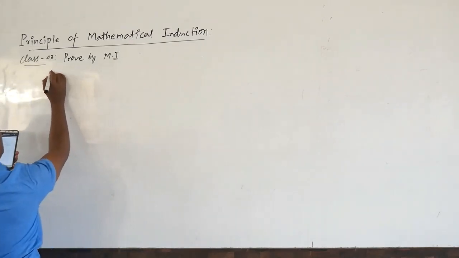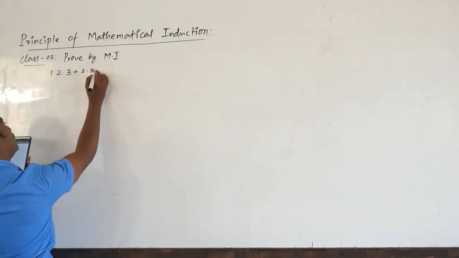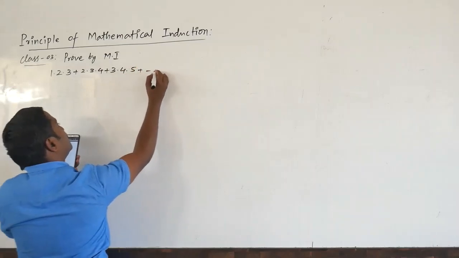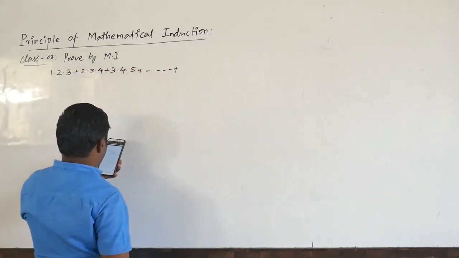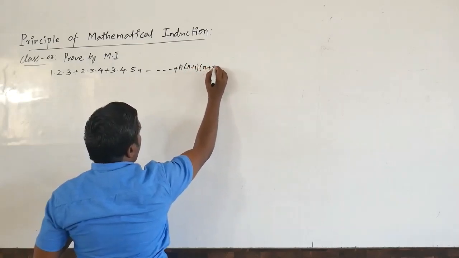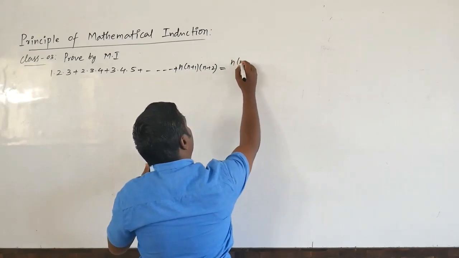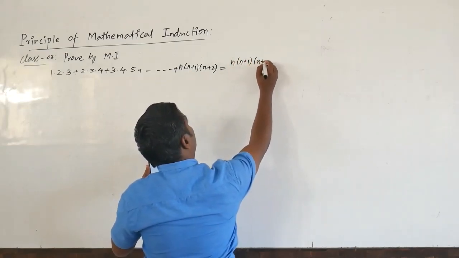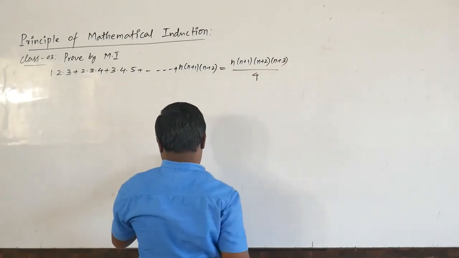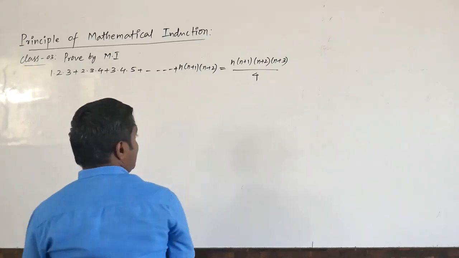The given question is like this: 1 into 2 into 3 plus 2 into 3 into 4 plus 3 into 4 into 5 plus and so on plus n into n plus 1 into n plus 2 is equal to n into n plus 1 into n plus 2 into n plus 3 by 4. Okay, I hope you will solve this question very easily.